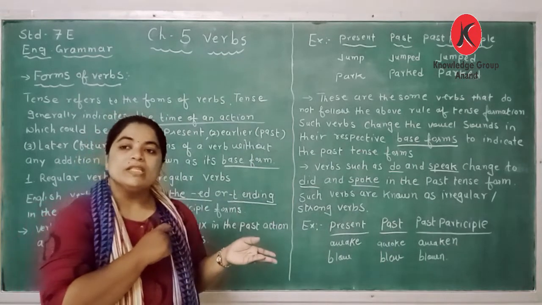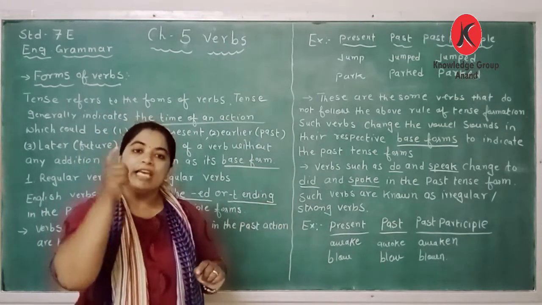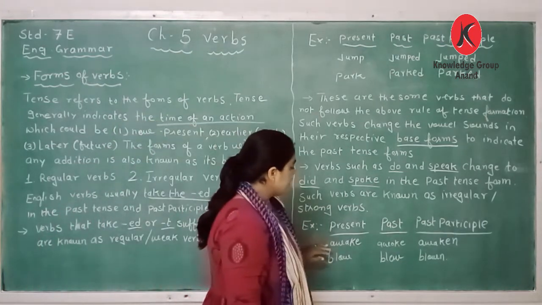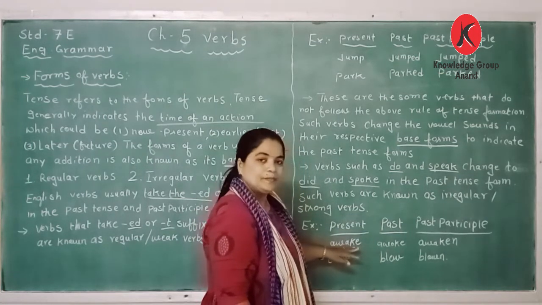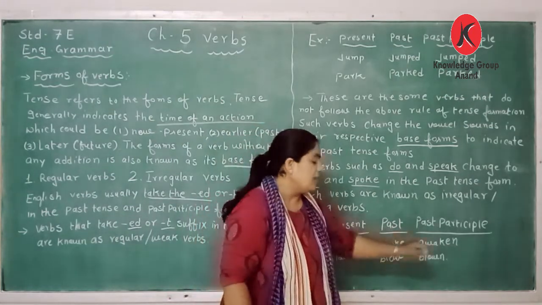The other one was regular and weak verbs, and this is irregular and strong verbs. So here is the example: present, past, past participle. Awake is the present tense. Awake, awoke and awaken.